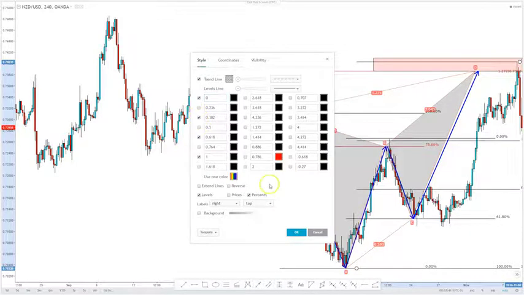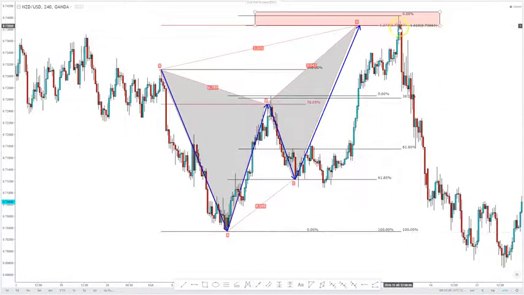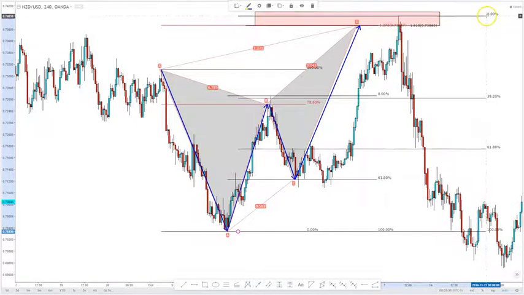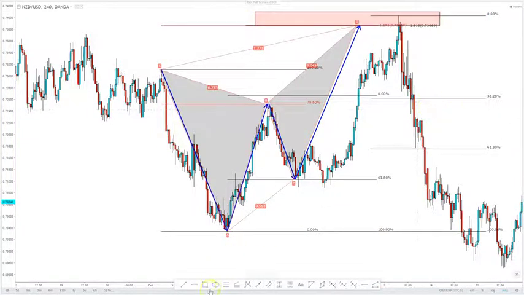382 and 618. Fix it up. Take it real slow for you guys. I want you guys to understand. All right, A to D. Check it out. 382 got hit. Take profits got hit. Okay, so we entered off this zone. First take profit got hit, 382.